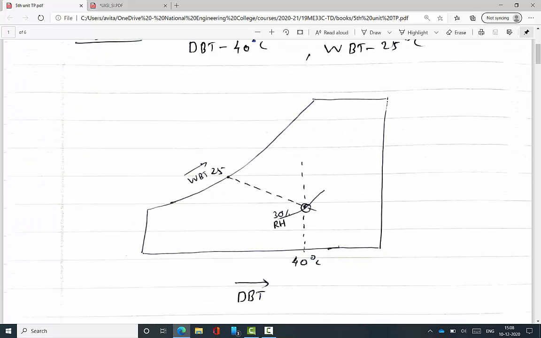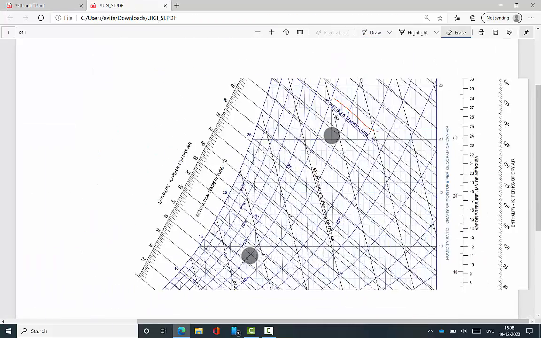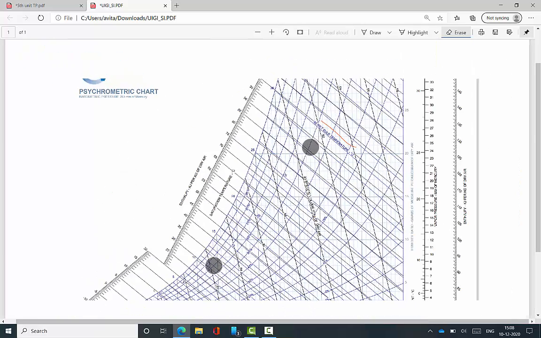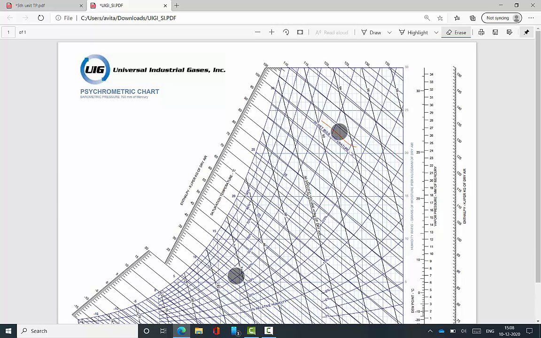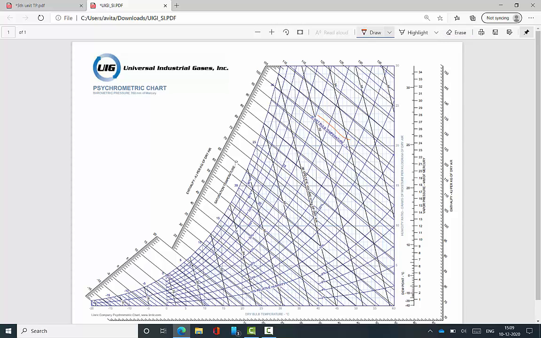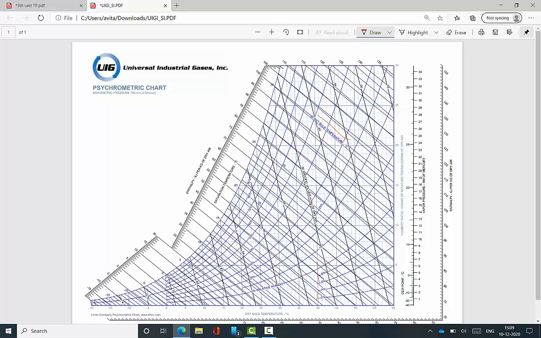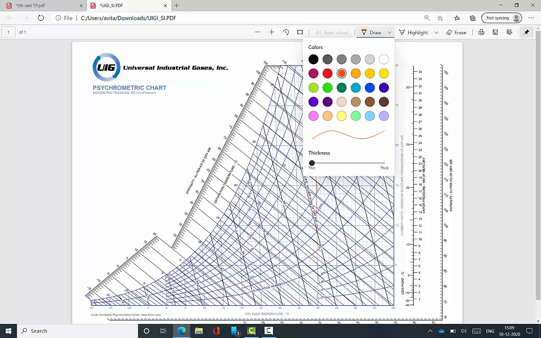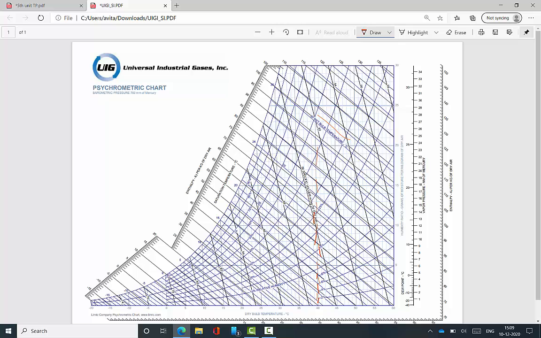First, I explain with my rough diagram of the psychrometric chart. First we locate the point. The dry bulb temperature is 40 degrees Celsius. Therefore, on the dry bulb axis, you take 40 degrees Celsius and put a vertical line from 40°C.